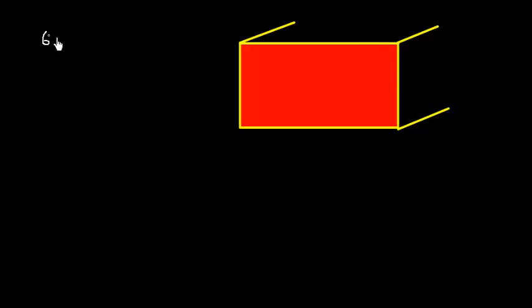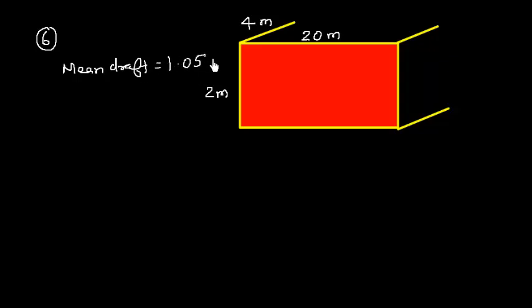So let us do this problem number 6. Here a box-shaped vessel is 20 meter into 4 meter into 2 meter. This is the dimension of the box-shaped vessel, and it has a mean draft of 1.05 meter in salt water.